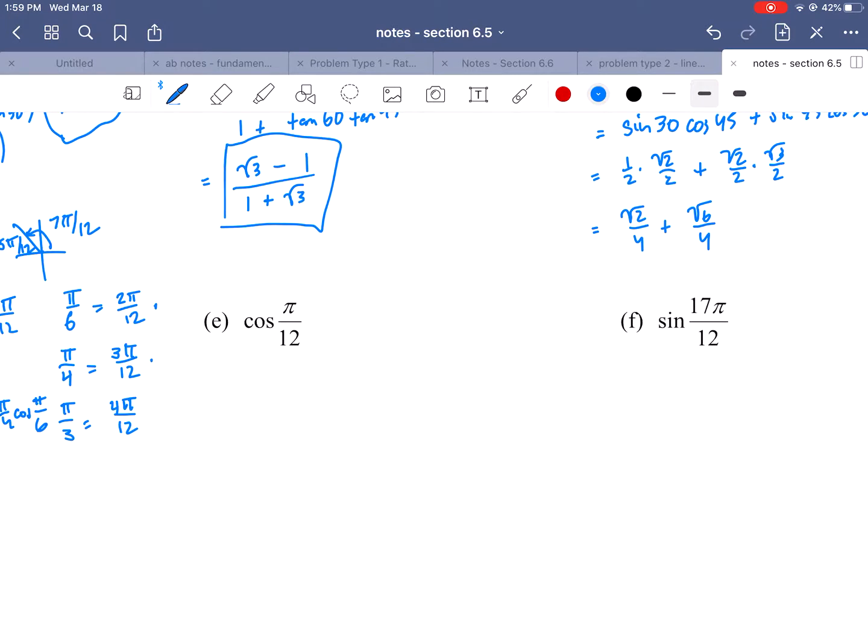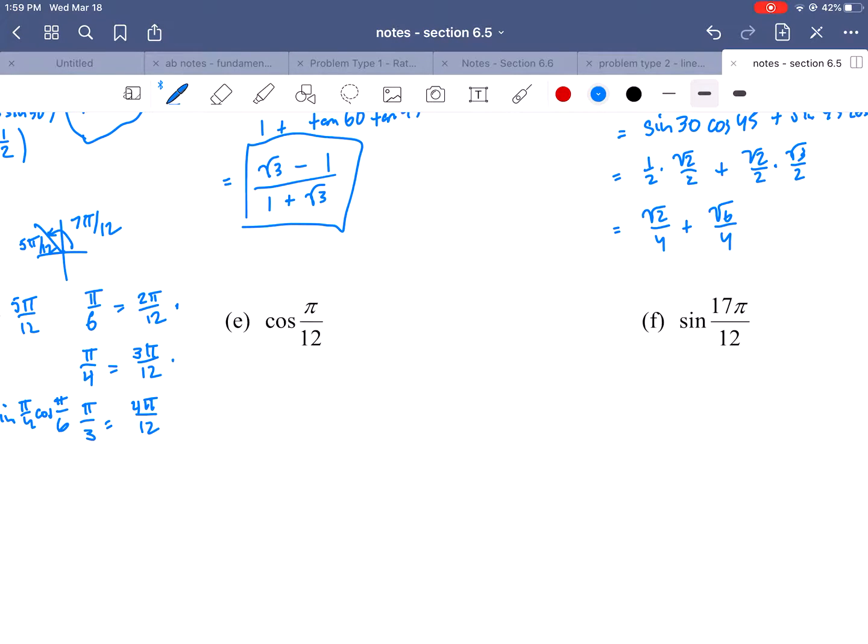All right, on letter E, we need to, again, figure out how we're going to get to pi over 12. And so, again, it's going to be helpful to look back at this to try to figure out how to get to pi over 12. Hopefully, you're seeing there's two possibilities to get there. You could either do 4 minus 3, or you could do 3 minus 2, and it wouldn't really matter which one you did. Okay, so I think I'm going to do 4 minus 3.